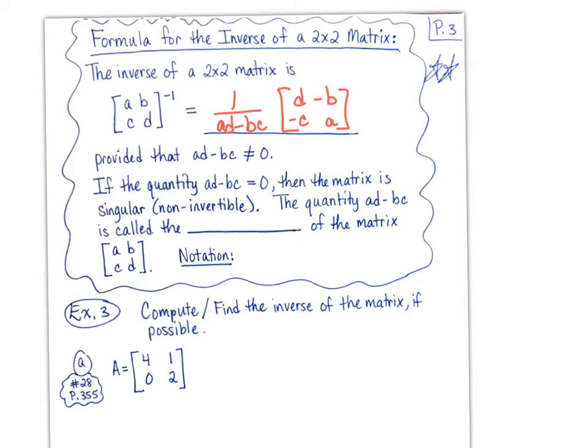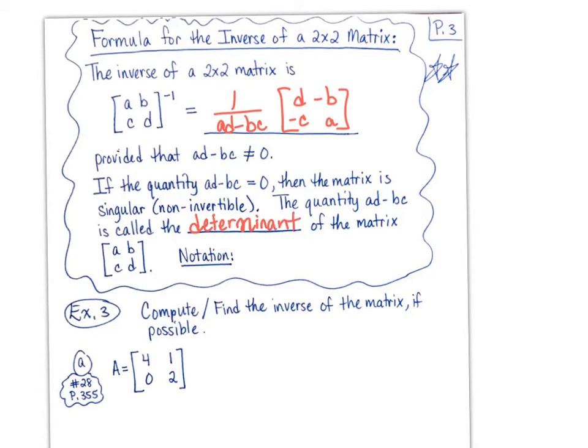Okay? So, we flip the entries on the main diagonal, and then we have the opposite of the entries off the main diagonal. And we multiply that matrix by 1 over AD minus BC. This all makes sense as long as AD minus BC is not equal to 0, because we cannot divide by 0. If the quantity AD minus BC is equal to 0, then the matrix is singular or non-invertible. The quantity AD minus BC is called the determinant.